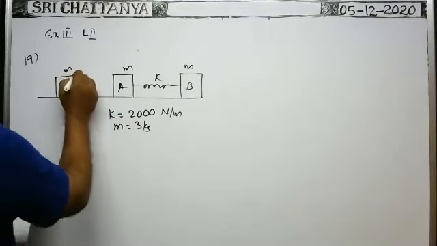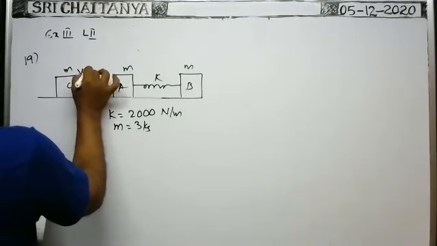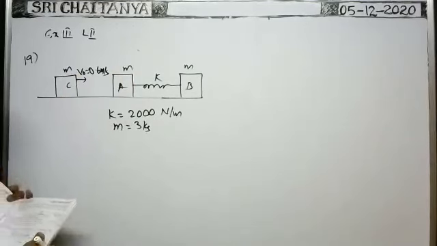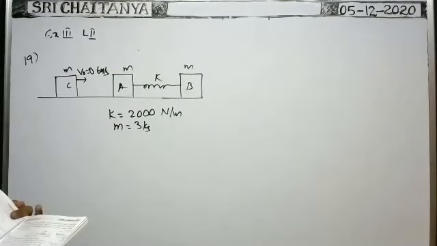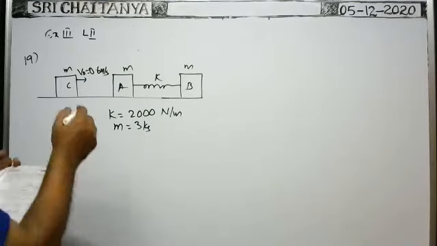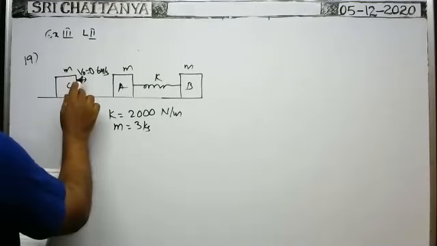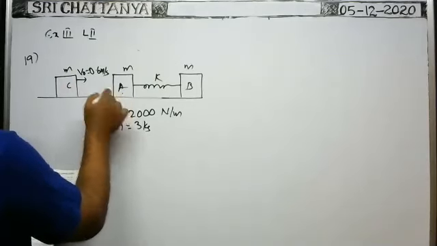Now this block is projected with a velocity V0 equal to 0.6 meter per second. Whenever this block is projected with a velocity 0.6 meter per second and collides with A, it sticks to it.